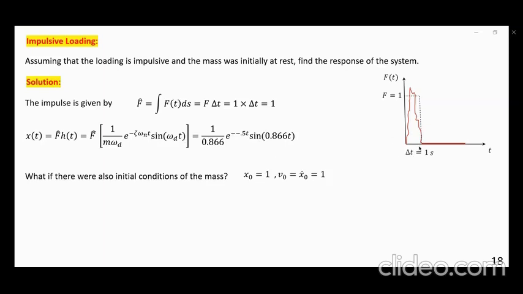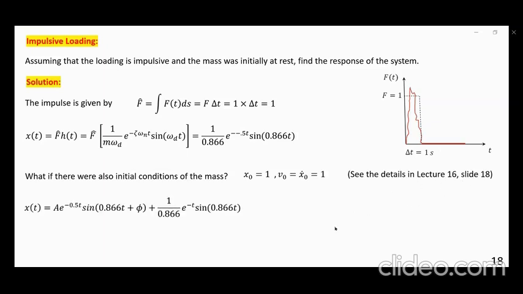So not only did we apply an impulsive force, but we had initial conditions like this. And I told you in class the other day, pretend that the mass is already vibrating, and then you hit it with a hammer. So it has an initial velocity and it has initial displacement. So that would correspond to this. Okay. The details are in chapter 6.